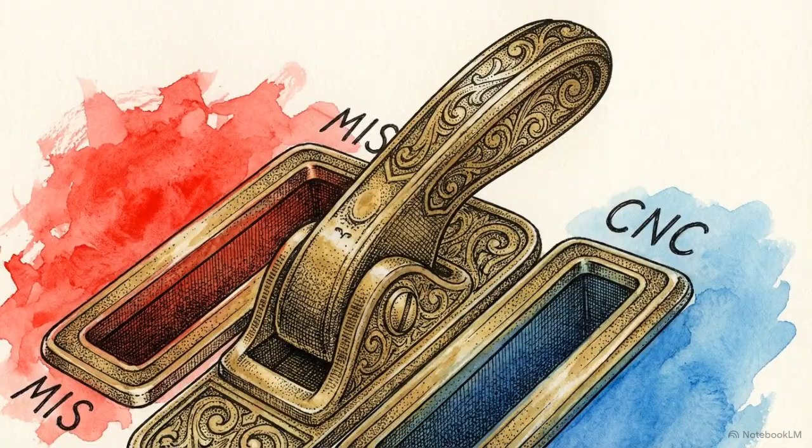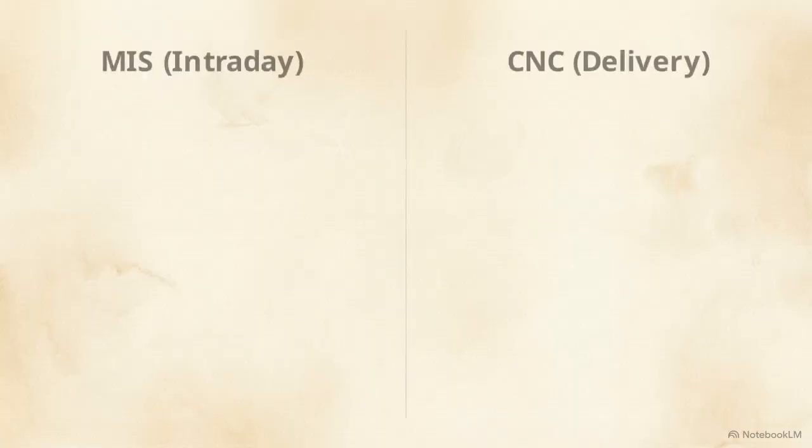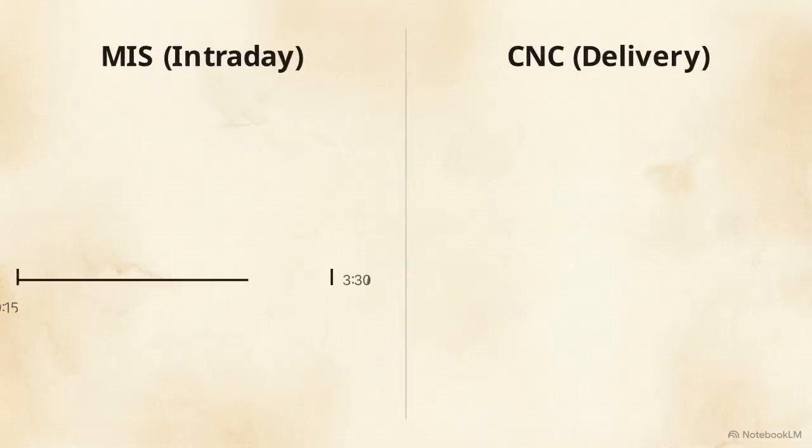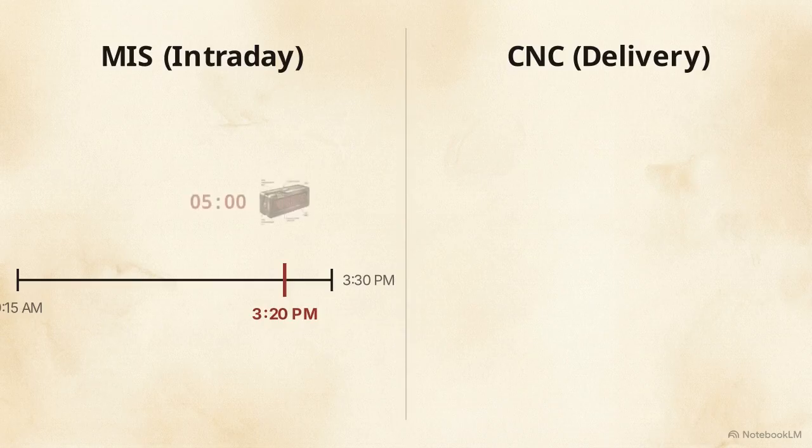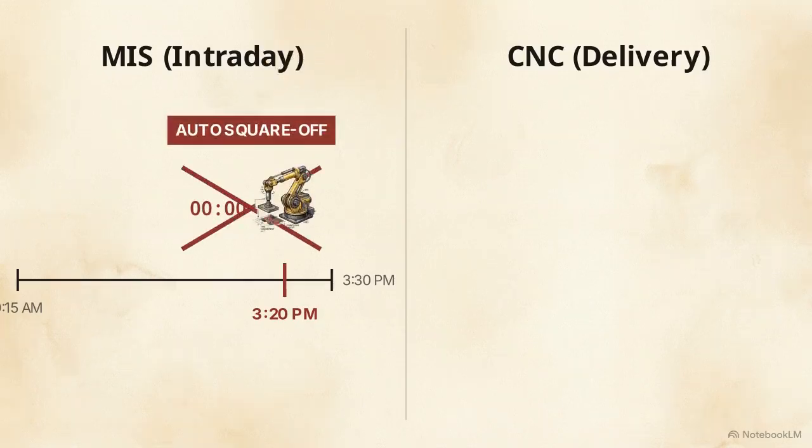This brings us to the most dangerous toggle on your entire terminal: MIS versus CNC. This visual compares the two environments. On the left is MIS, which stands for Margin Intraday Square-Off. This is strictly for intraday trading. MIS imposes an absolute mechanical deadline. Every position you open must be closed by 3:20 p.m. that exact same afternoon. If you fail to close manually, the broker's algorithm forcefully sells your position before the bell, regardless of profit or loss.